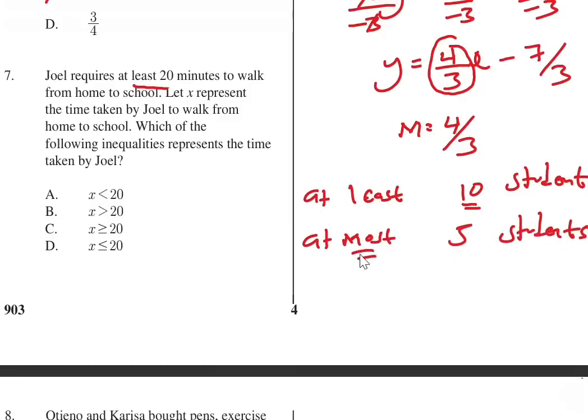At most, so inamaanisha let the highest number be 5. Inamaanisha aje? Ni 5 kurudi chini. So at least is greater or equal to, so 10 kupanda. And at most ni kuteremuka, so less or equal to.